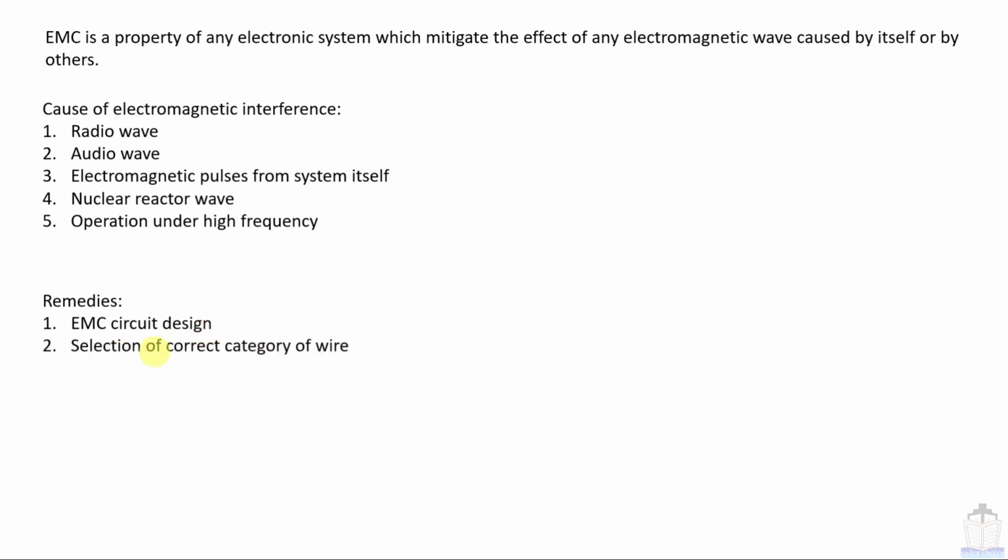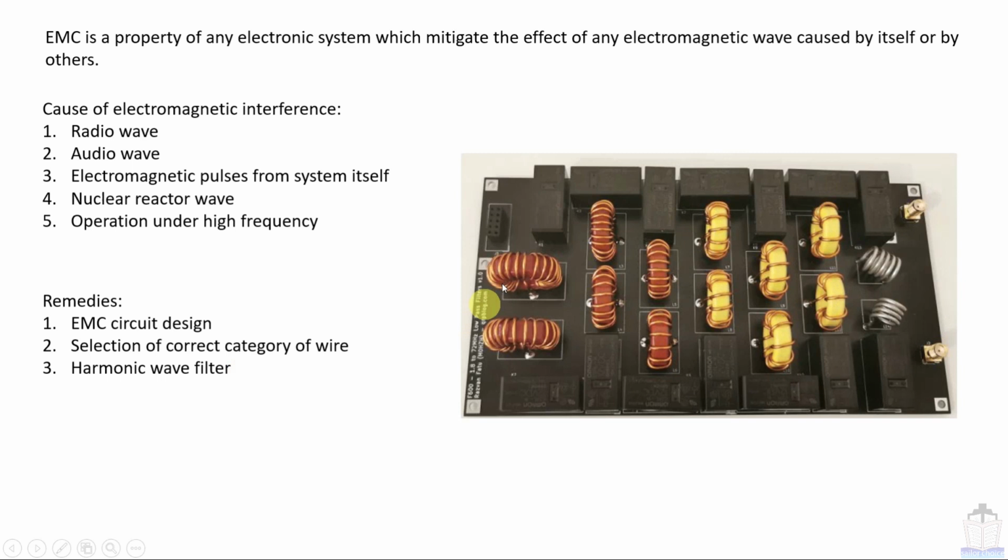Next is selection of the correct category of wire, meaning if the wire is not suitable, then obviously some ripples and noises will be generated. Second thing is the harmonic wave filter. A harmonic wave filter is basically equipped in the circuit and nullifies the electromagnetic wave effect, and it looks like this. You might have seen it in some electronic PCBs.